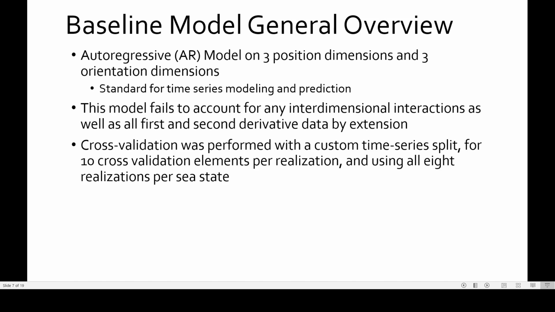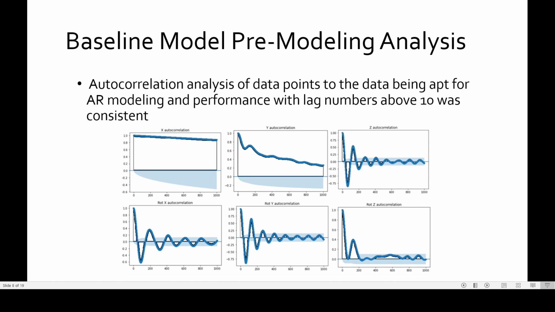Cross-validation was performed using a custom time series split for 10 cross-validation elements per realization and using all 8 realizations per C state. For pre-modeling analysis, I performed an autocorrelation analysis to see if the data was apt for autoregression modeling. And as we can see here, for lag numbers above 10, we actually see performance being consistent.